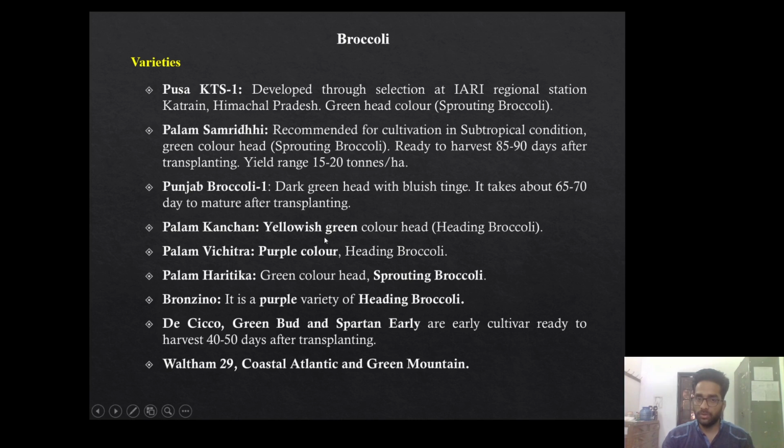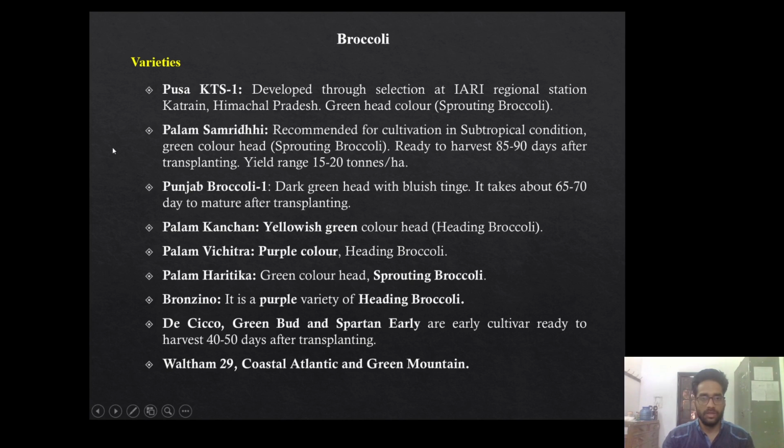It means it forms a yellowish green head color, Palam Kanchan. Palam Vichitra is purple, having a purple head. Palam Haritika is a green color head. Other varieties are Bronzino, Dysico, Green Bud, Spartan Early, Coastal, Atlantic and Green Mountain. Please remember the names of varieties.